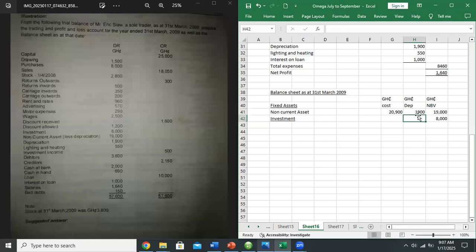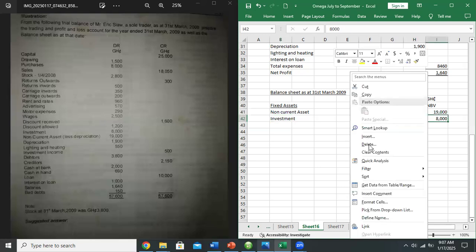So you can also present it this way if you want to show the cost, the depreciation, and net book value. But if you don't want to stress yourself, the question has given you a simple, straightforward item. These are your fixed assets. It has been less depreciation. In other words, depreciation has been deducted from it, so you put it straight away as your net book value. Okay. So let's move on. So these are the only two fixed assets that we have. Let's get a total.